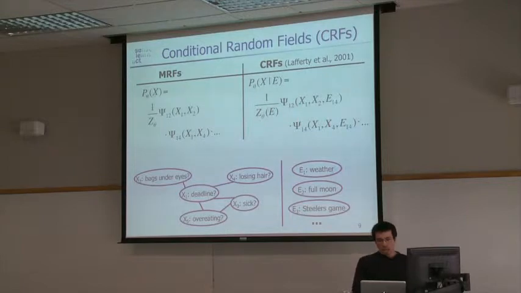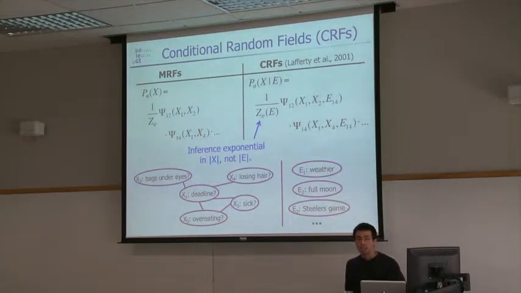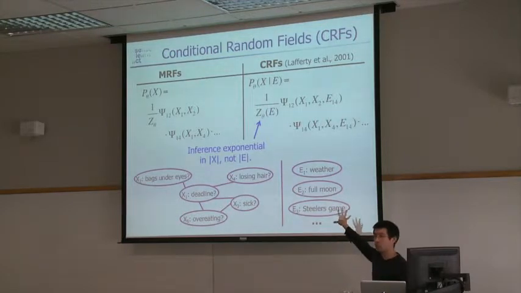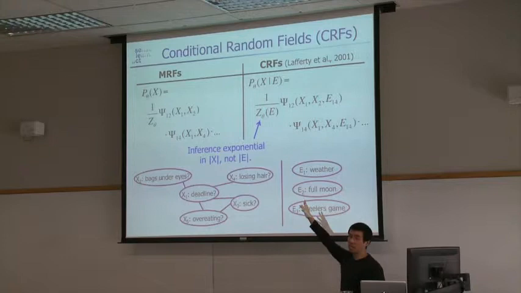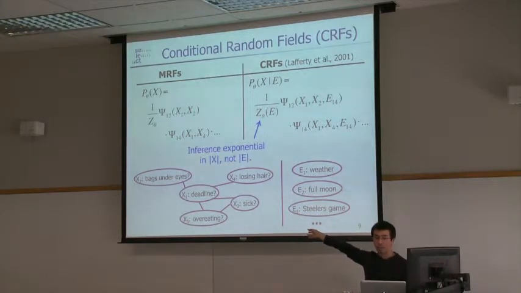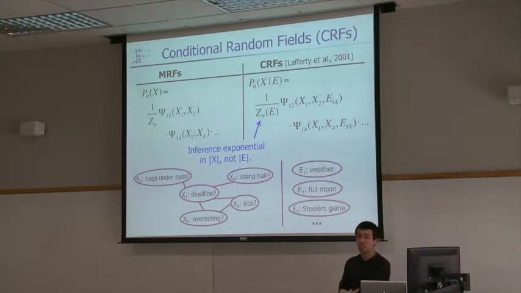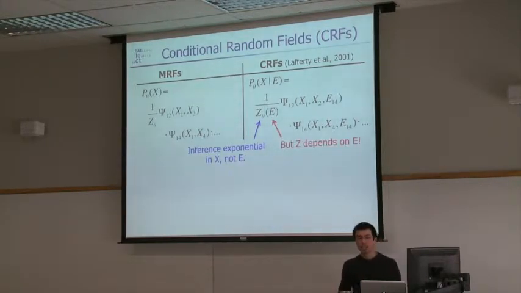And what we want to note from here is that since you don't have to really model this structure over your evidence variables, inference is not exponential in the number of evidence variables you have. And so this is a big plus with using conditional random fields. The problem is that this normalization constant will depend on your evidence variables.